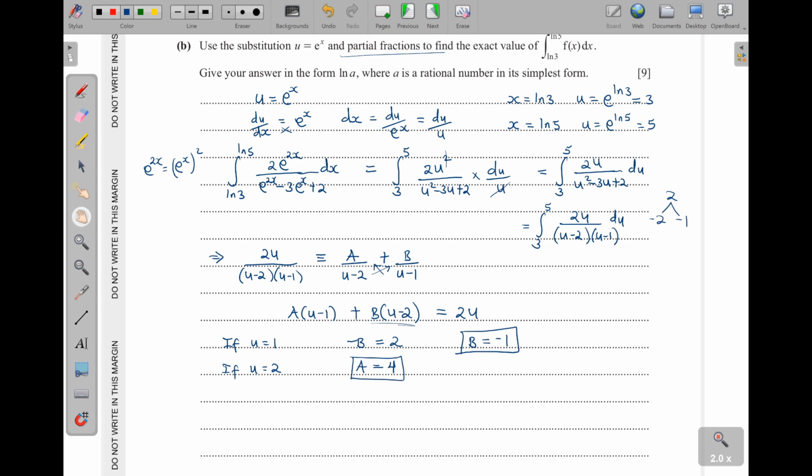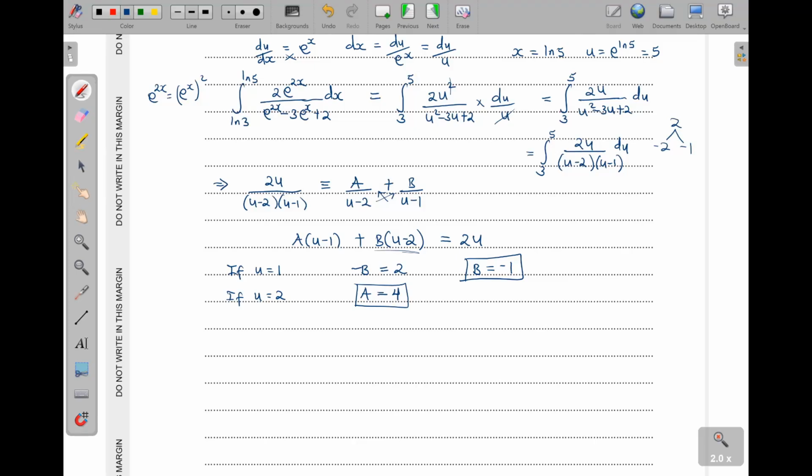So that implies that our integration from 3 to 5 of 2u out of u minus 2 into u minus 1 du is going to be equal to the integral from 3 to 5 of 4 over u minus 2 and then minus 2 over u minus 1 with respect to u. When I differentiate the denominator, I get 1, so that 1, I multiply it by 4 to get the numerator. So 4 natural log of u minus 2, and then minus 2 natural log of u minus 1. And then the next thing to do is to put in the limits.